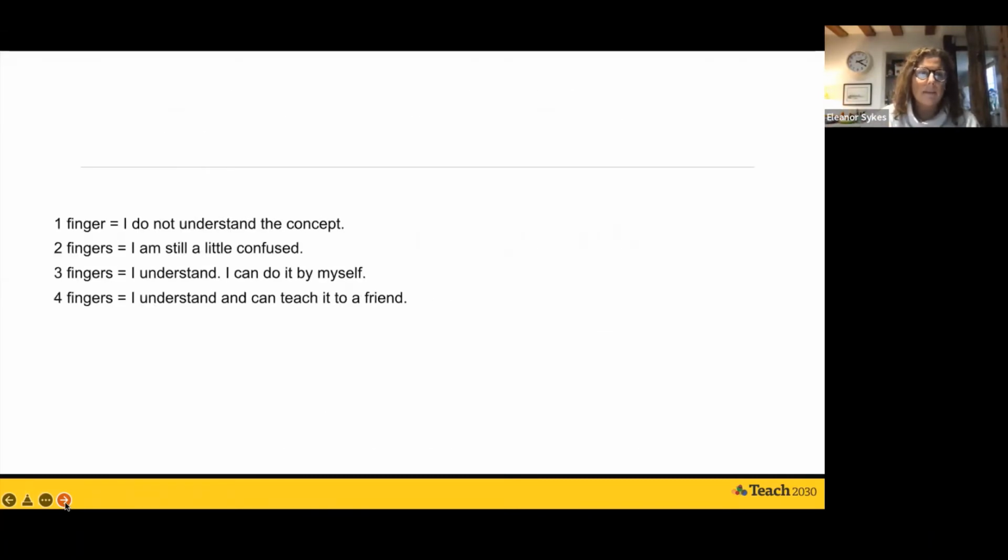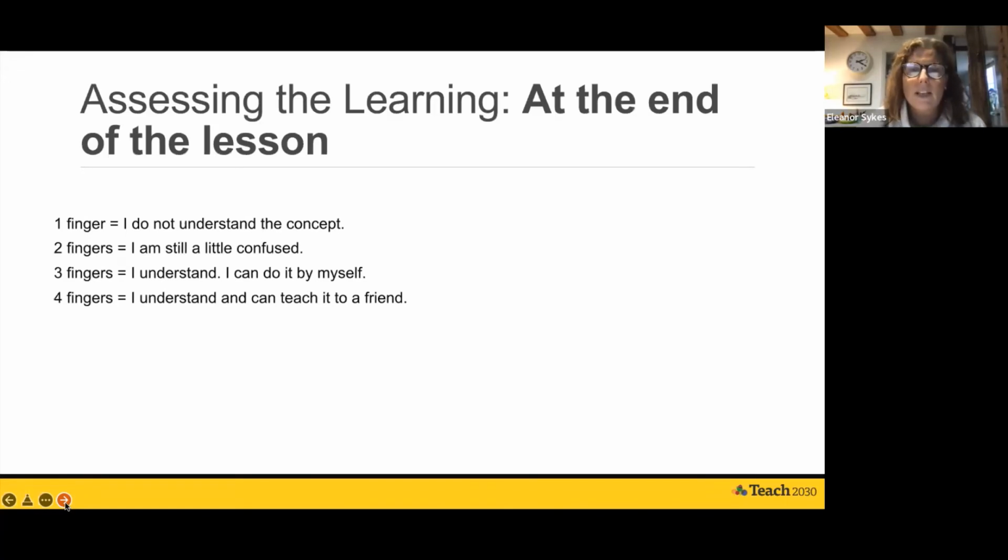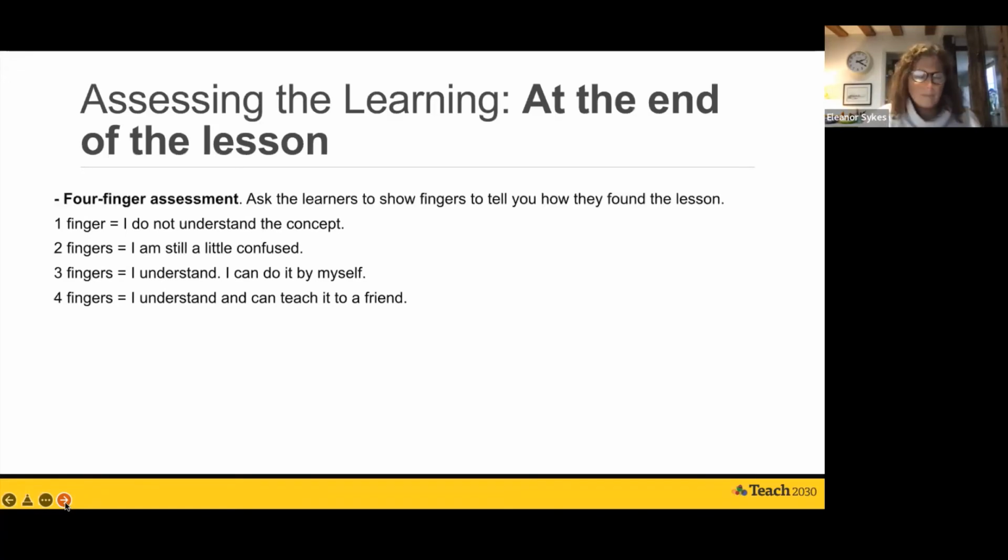And then finally, assessing the lesson learning at the end of a lesson. This is a nice technique here, the 4-finger assessment. So you ask the learners to show fingers to tell you how they found the lesson. This can be quite good because it's an unthreatening way for learners to show if they found something difficult. So 1 finger, I don't understand the concept. 2, still a bit confused. 3, can do it by myself. And 4, I can understand and can teach it to a friend.